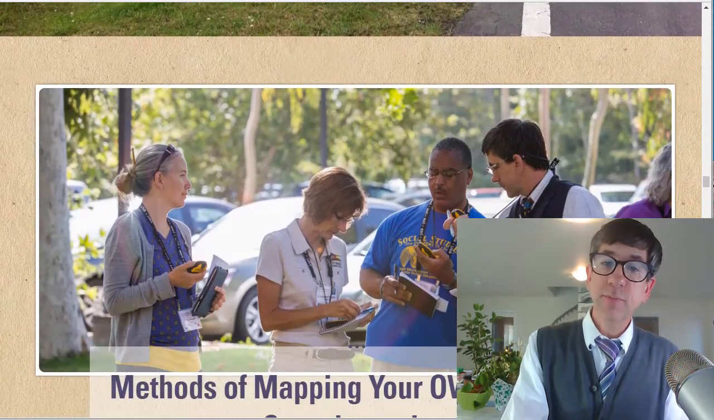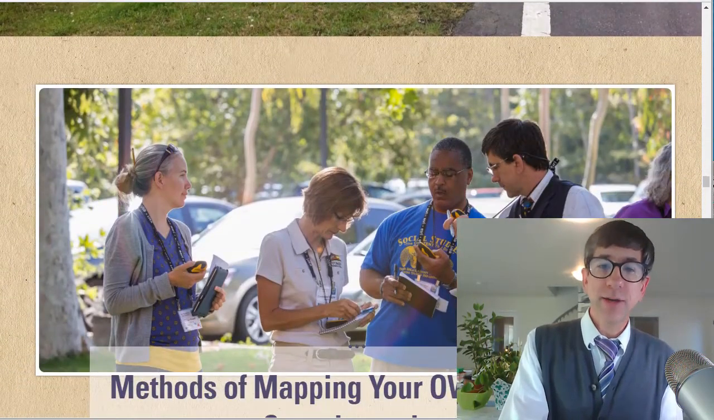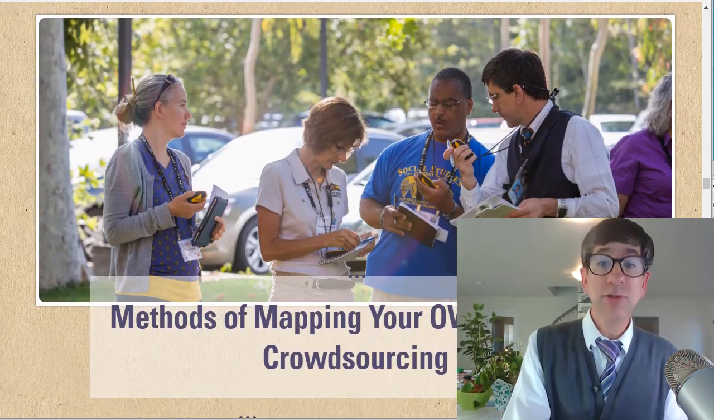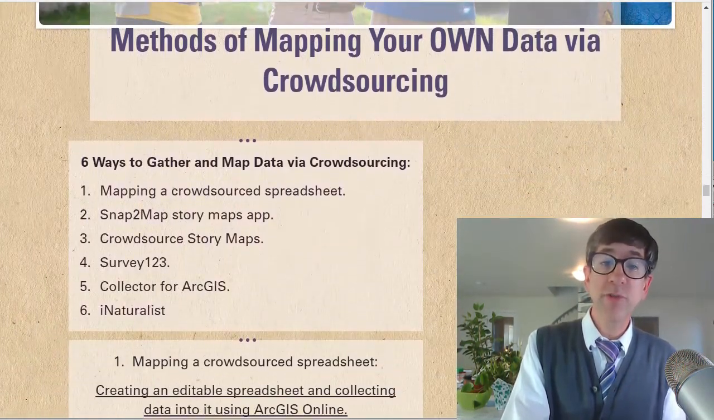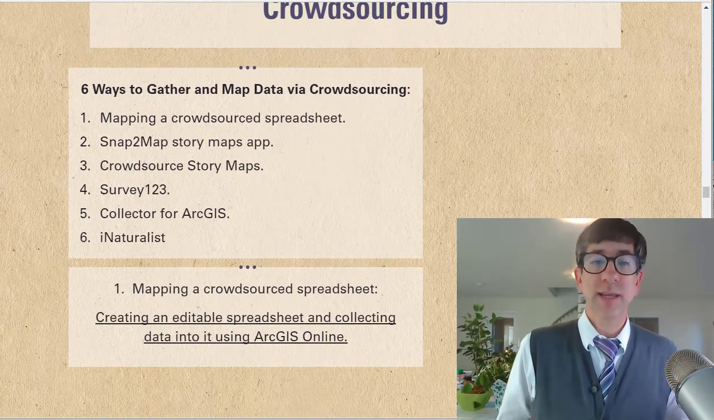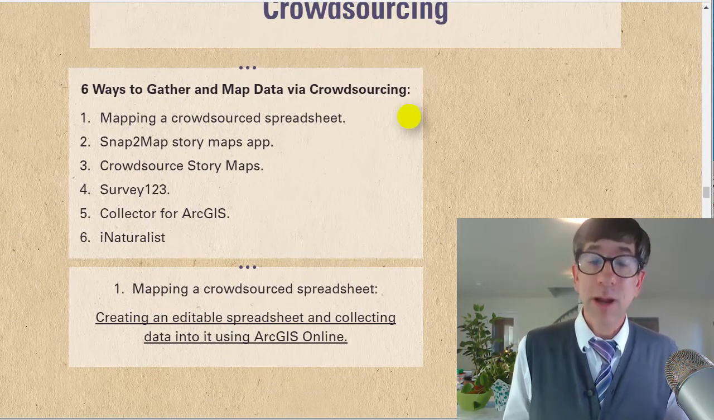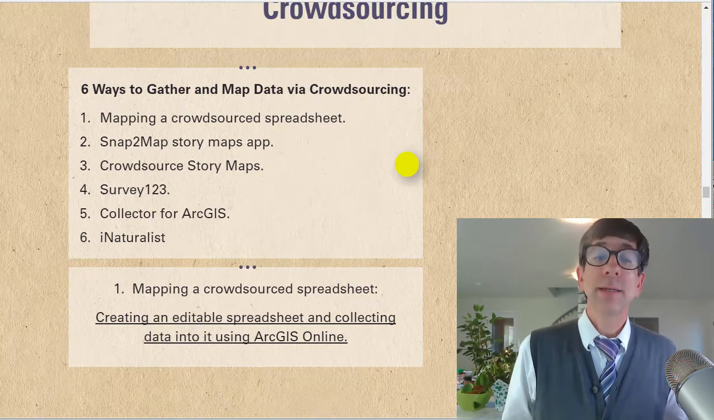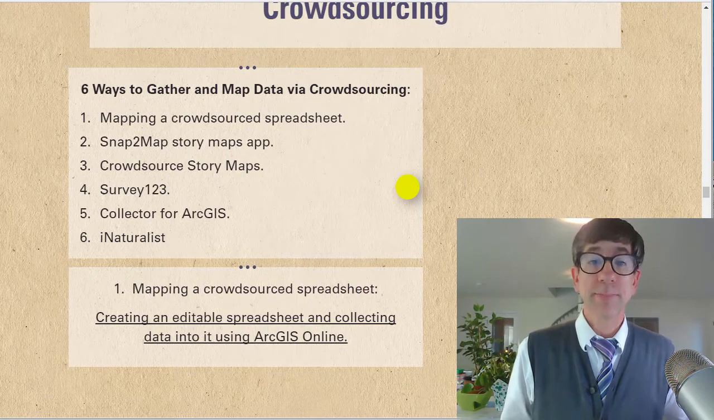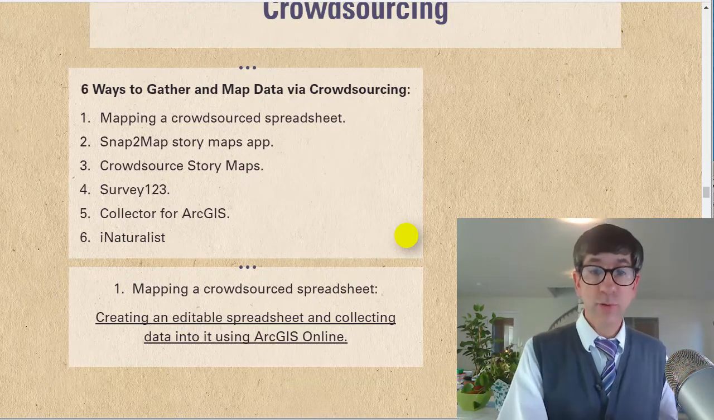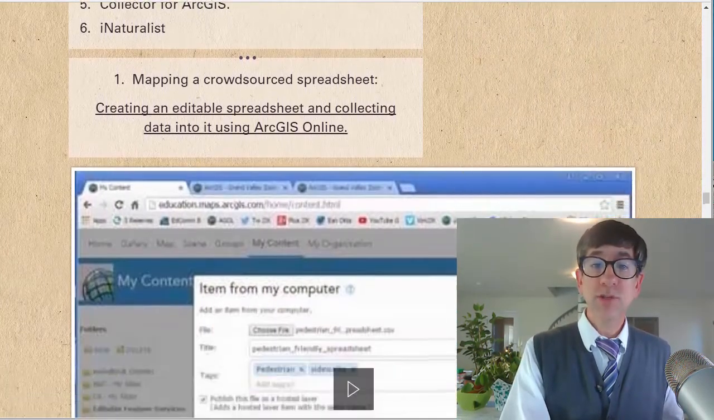So here's me with some real live educators, and let's talk about methods of mapping your own data via crowdsourcing. Lots of ways to do it. Let's just focus on 6. 6 ways to gather and map data via crowdsourcing. Number 1, you could map a crowdsourced spreadsheet. 2, use the Snap to Map Story Maps app. Number 3, Crowdsource Story Maps. Number 4, Survey123. Number 5, Collector for ArcGIS. Number 6, iNaturalist.